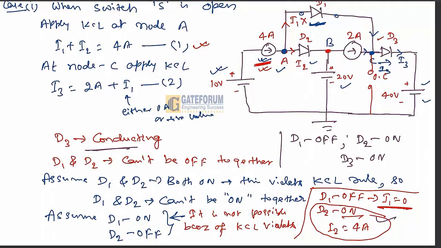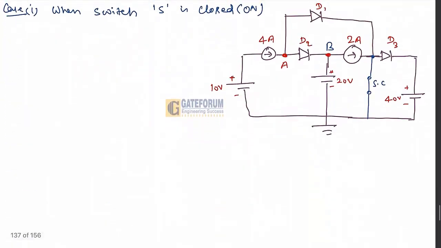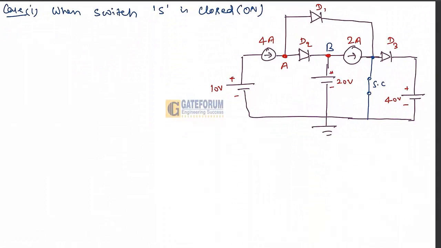Now we have to look at case 2, when this switch is short circuited, or what we can say when the switch is closed. When the switch is closed or on, by that time this point will show as short circuited, and as per the common ground, this C node potential will appear as 0 volt. So I can say that this C node potential VC is equal to 0 volt.